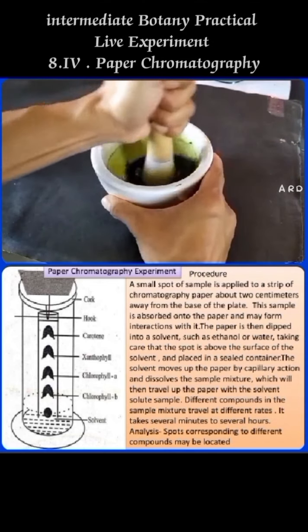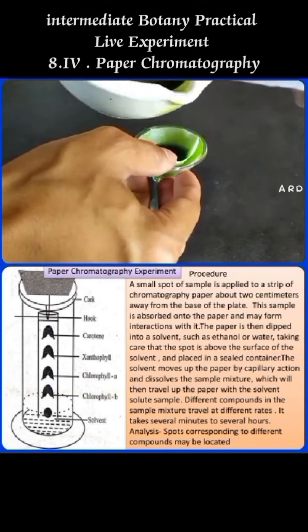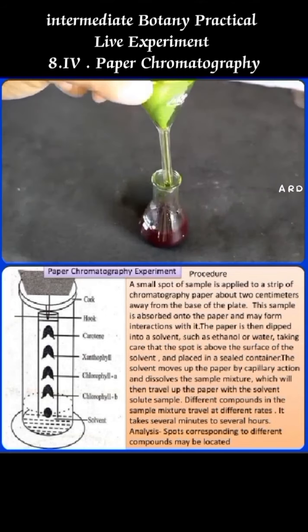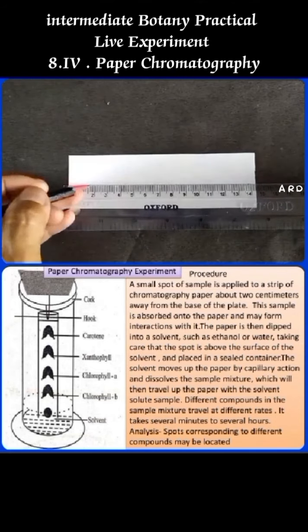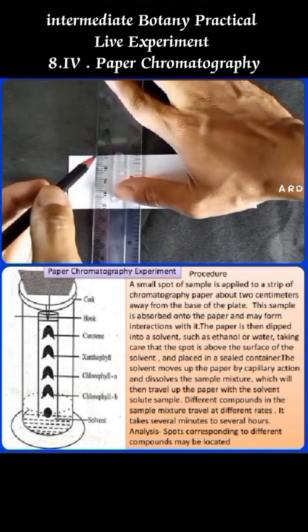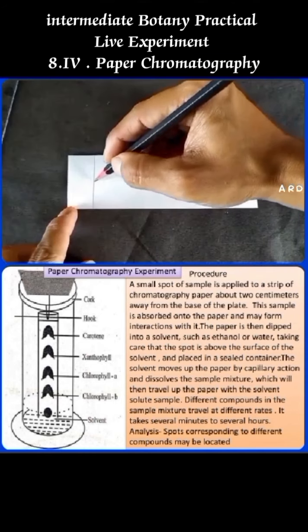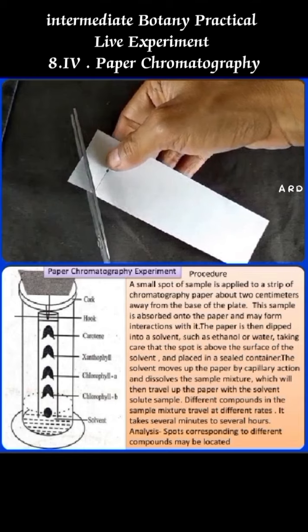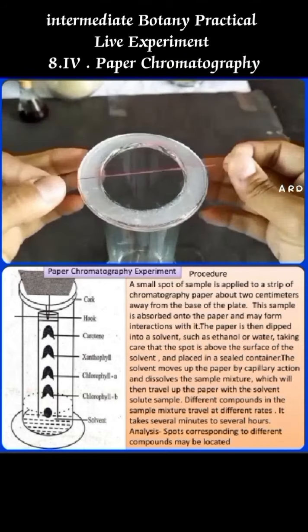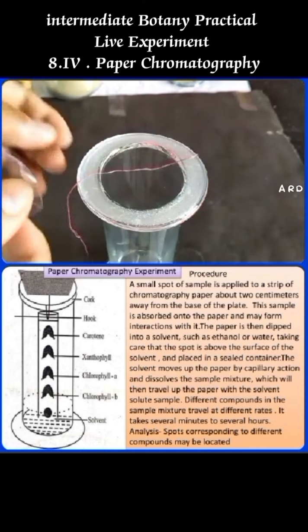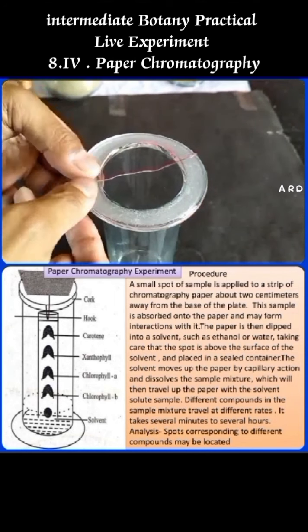Suppose A and B are two immiscible solvents taken in a container. If a compound X, which dissolves in both A and B but to different degrees, is added, part of it, XA, will dissolve in A, and the remaining, XB, will dissolve in B. So the ratio XA by XB equals K, where K is called the partition coefficient.